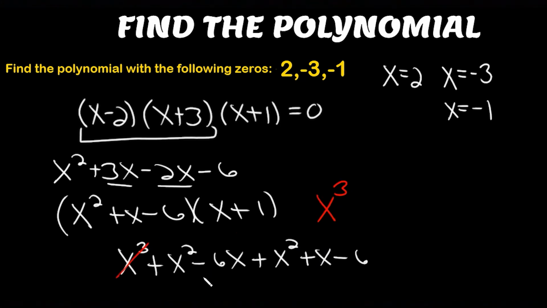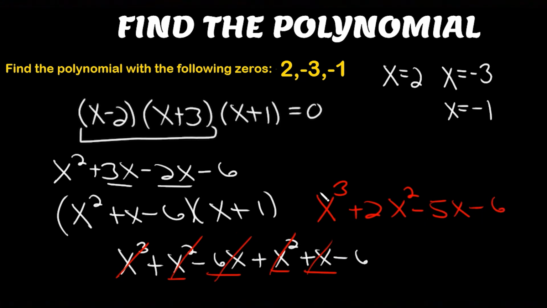Okay, this is gone. Then I have x squared. I have an x squared here and an x squared here. When I combine that, I get plus 2x squared. So that's gone. That's gone. Here I have -6x and a positive x. That will give me -5x. Okay, that's gone. That's gone. And I'm left with the -6. I'll go ahead and put that on the end. And we're done. All right, so this is the polynomial with those zeros.